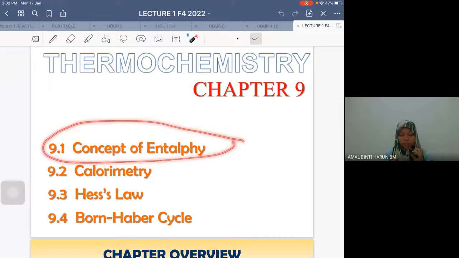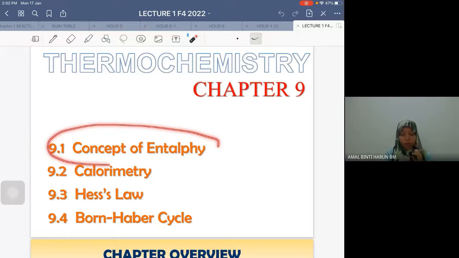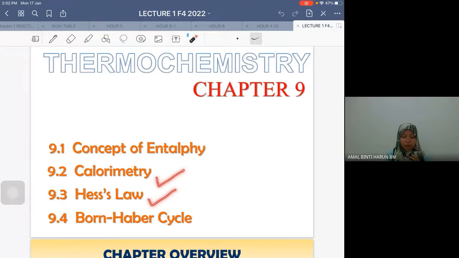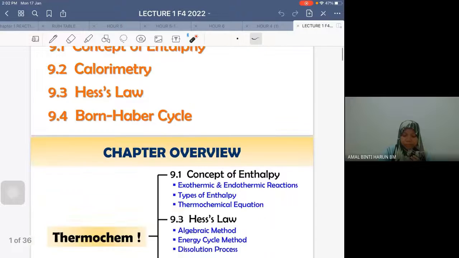So for this 1 hour, I will focus on the concept of enthalpy. The second part is the application of calorimetry. Third part is the Hess's law, and fourth part is the Born-Haber cycle. Calorimetry, Hess's law, and Born-Haber cycle are the application of the concept of enthalpy.